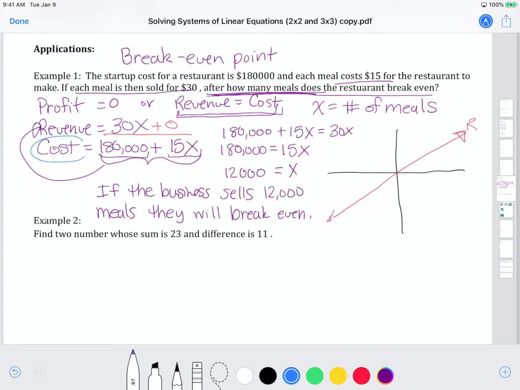I'll do my cost function in blue. So I cross at 180,000 on the y-axis, and my slope is 15. So it's going to be a smaller slope than the revenue. So it's going to look something like this. It is going to cross at 180,000. And where they cross is going to be my solution. So this would be at 12,000 meals if we looked at this graphically.